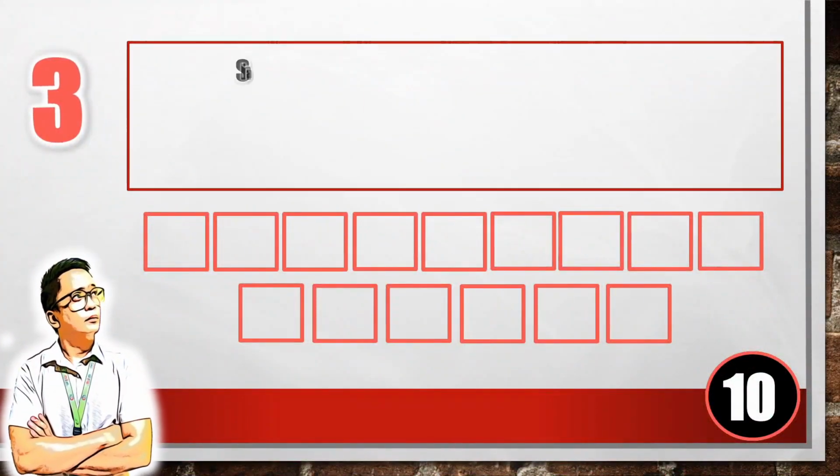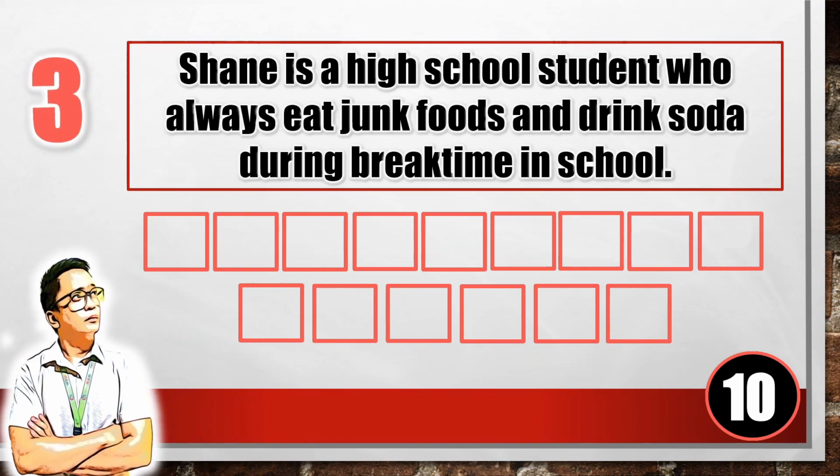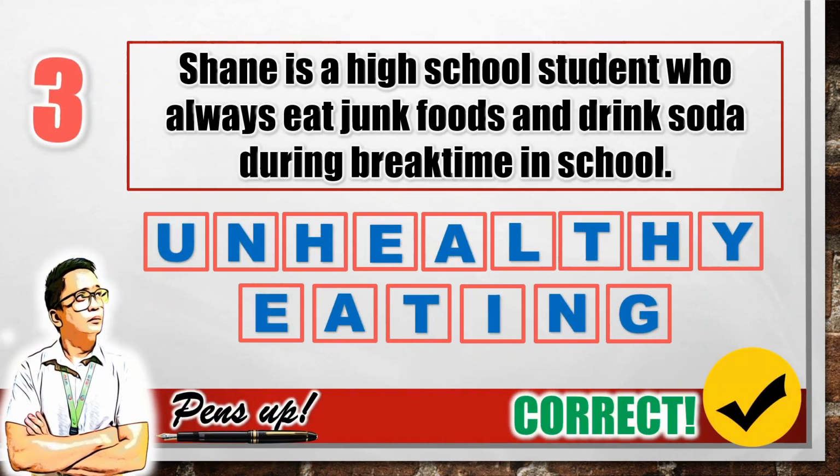Number 3. Shane is a high school student who always eats junk foods and drinks soda during break time in school. Your timer starts now. Hands up. The correct answer is unhealthy eating.